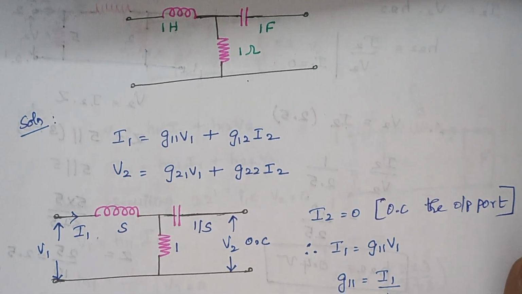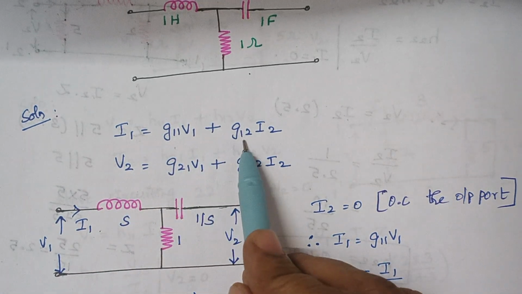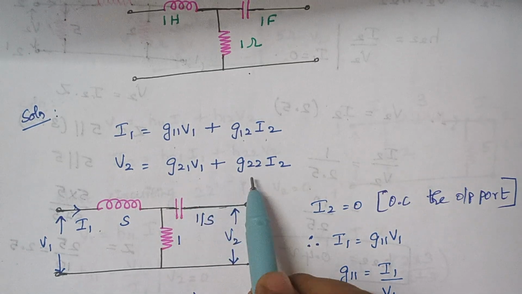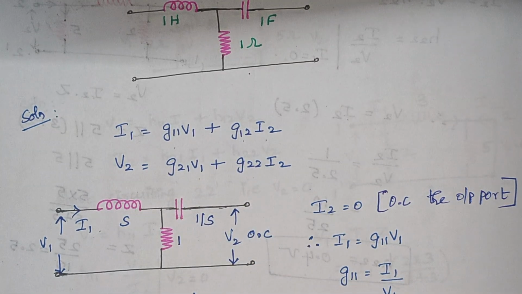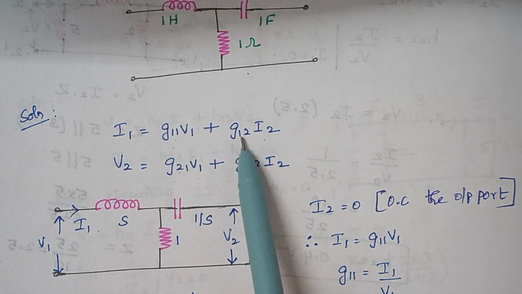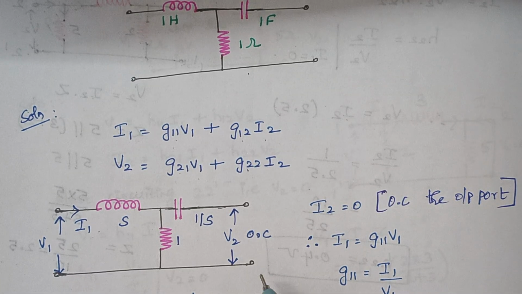So what are the basic equations? I1 is equal to G11 V1 plus G12 I2, and V2 is equal to G21 V1 plus G22 I2. Here we have to find these 4 parameters. As a first step, we are going to make our I2 0.